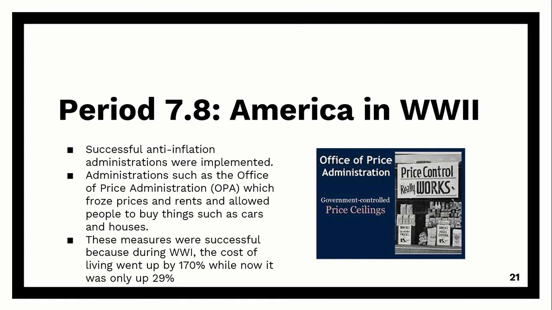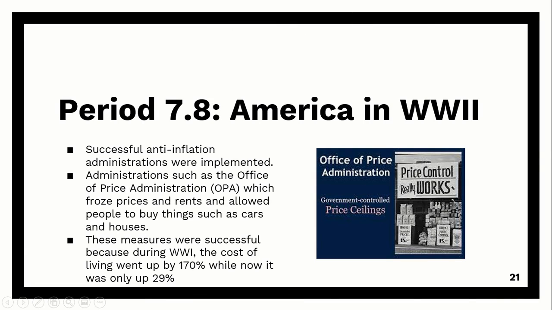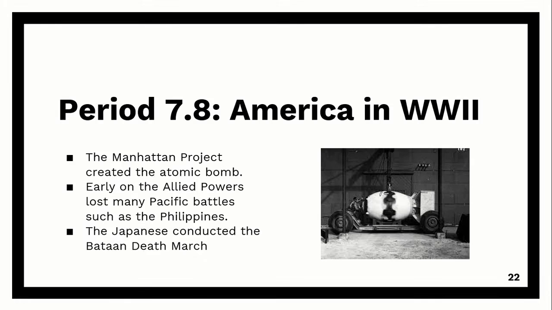Successful anti-inflation administrations were implemented. Administrations such as the Office of Price Administration, the OPA, which froze prices and rents and allowed people to buy things such as cars and houses, are an example of administrations that were implemented. And it also allowed for money to cycle in the economy. These measures were successful because during World War I, the cost of living went up by 170%, while now it only went up by 29%.